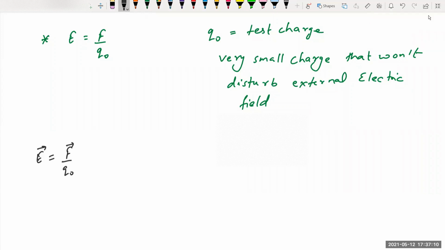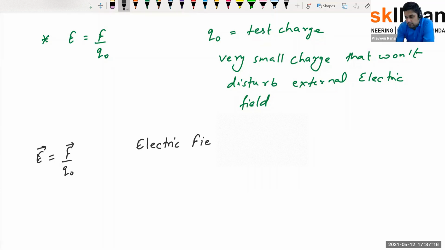Force per unit charge. In subjective exams, whenever we define a term, first of all, we write the term and underline it, and then we say electric field is defined as. That's how a definition starts.